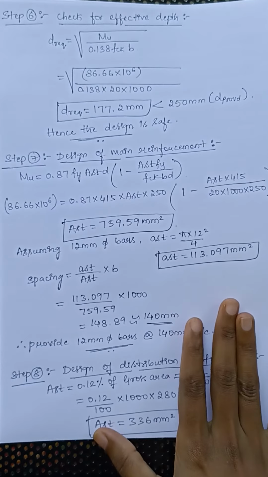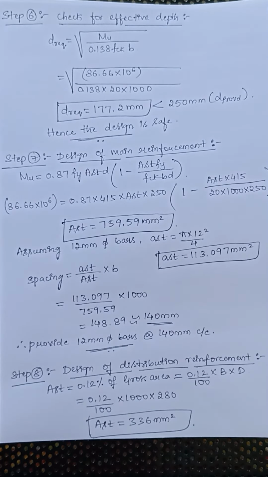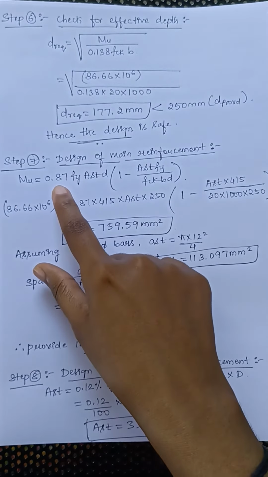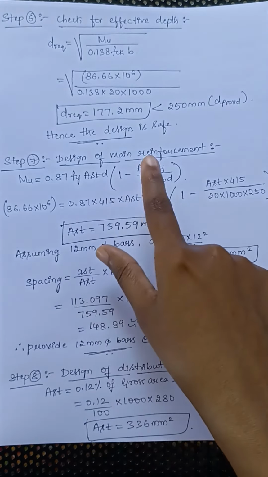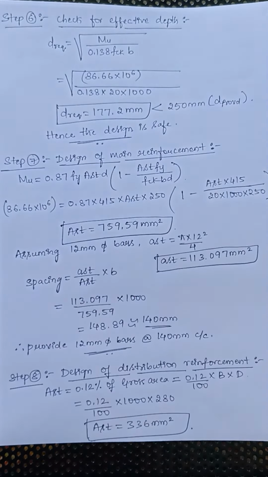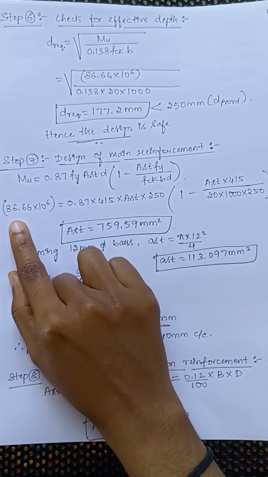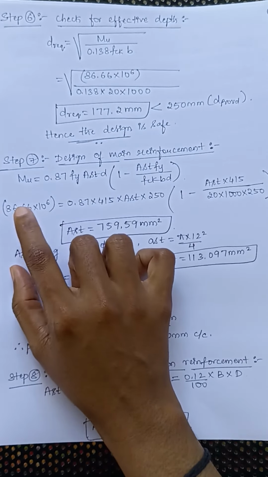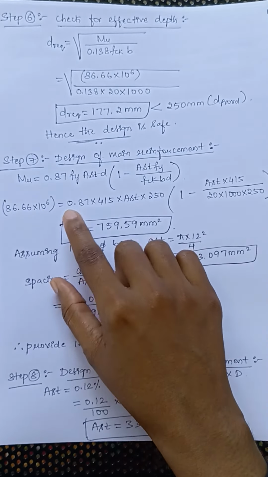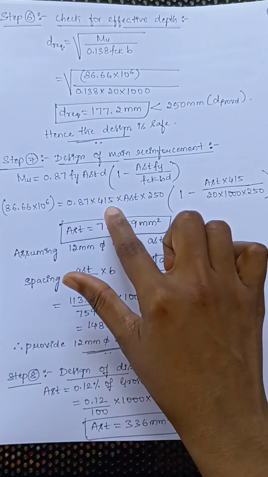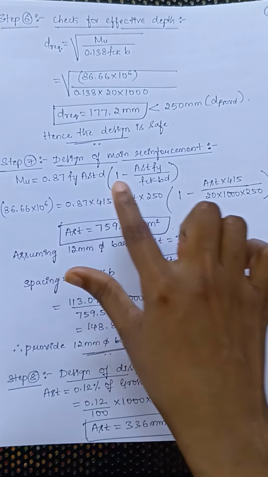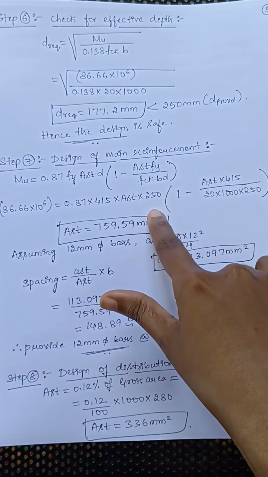In step number 7, we need to design the main reinforcement. For this, I am making use of IS 456-2000. From page number 96 of the code book, you get the formula Mu equals 0.87 fy Ast d into 1 minus Ast fy by fck b d. The value of Mu we got is 86.66, multiplied by 10 power 6 to keep Mu in Newton mm. Then 0.87 into fy, which is 415, Ast is unknown so keep it as it is, multiplied by the effective depth we provided, 250 mm.